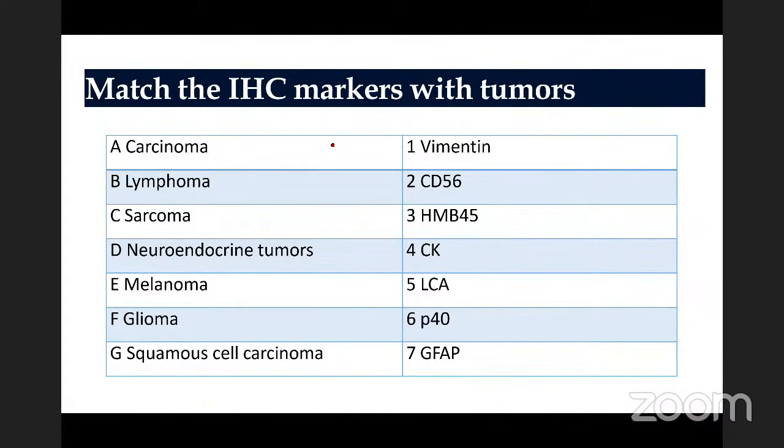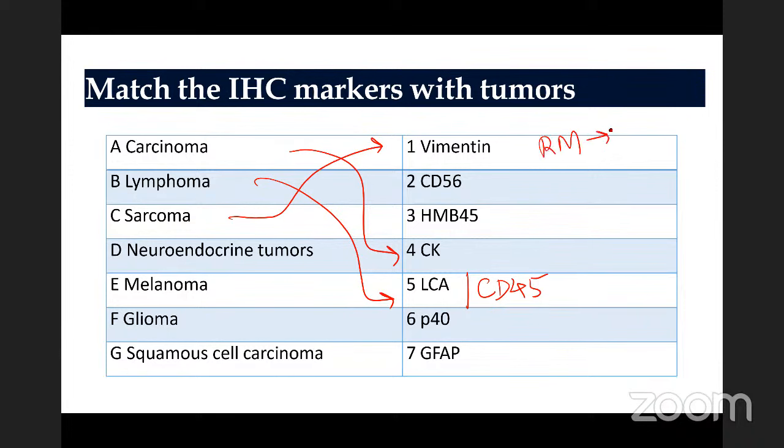So coming to the IHC, which can be given to you. Match the IHC marker with the tumors. And this is again a very important question. I hope everybody remembers. So carcinomas are always positive for CK. Lymphomas, just now I told you, it is LCA or CD45. Both are same. So that's for lymphoma. Sarcomas are always vimentin. Please remember, rhabdomyosarcoma or rhabdomyomas, whenever they give you, it is desmin. You have to remember this.